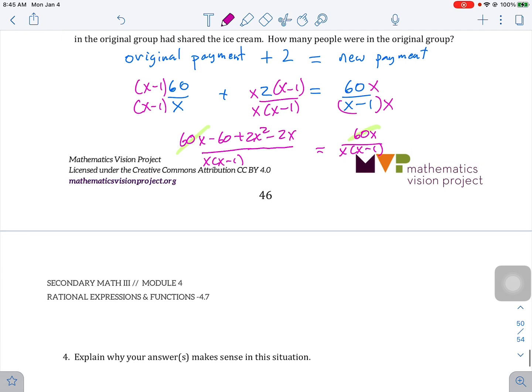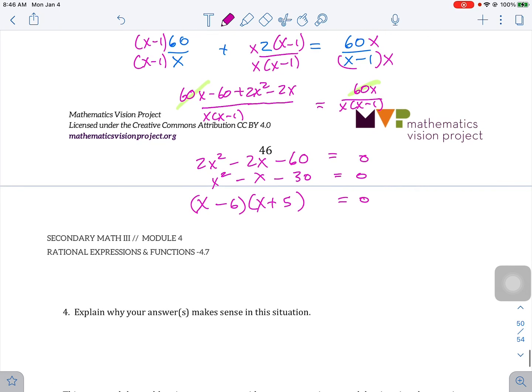One of the things I notice is I can get rid of the 60x on both sides. So now we've got 2x squared minus 2x minus 60 is equal to 0, or x squared minus x minus 30 is equal to 0 if we divide both sides by 2. That we can factor, and we get x minus 6 times x plus 5 is equal to 0.